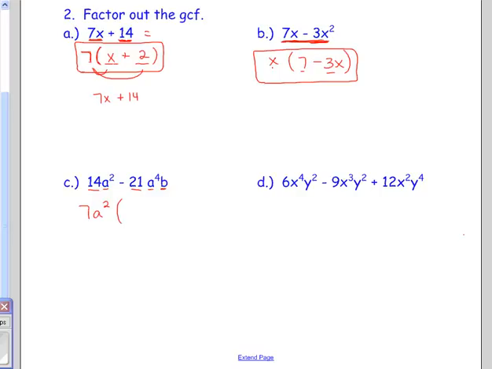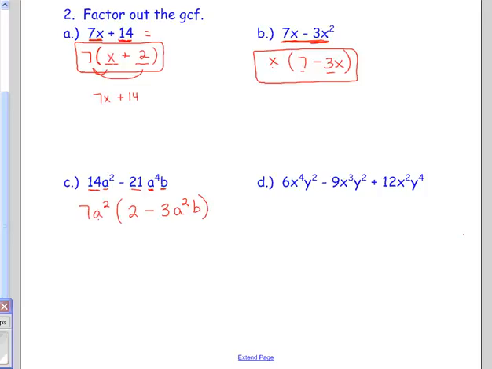And now what would be left over if I factor that out? 7 into 14 will be 2. A into a squared leaves me no a's. It's just 2. 7 into negative 21 would be negative 3. A squared from a to the fourth leaves me a squared. Subtract your exponents and carry the b down because we didn't do anything with that.